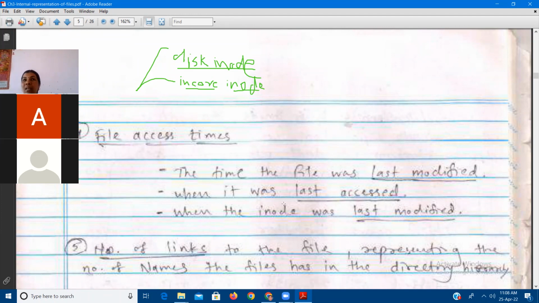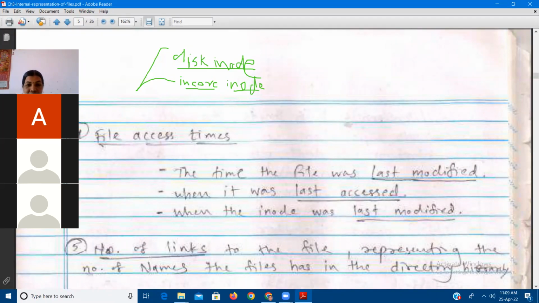The size changed, which means the inode changed, right? The file size changed, increased or decreased, which means its inode also got updated, right? So like that, whenever any field of the file gets changed, accordingly the inode gets changed.